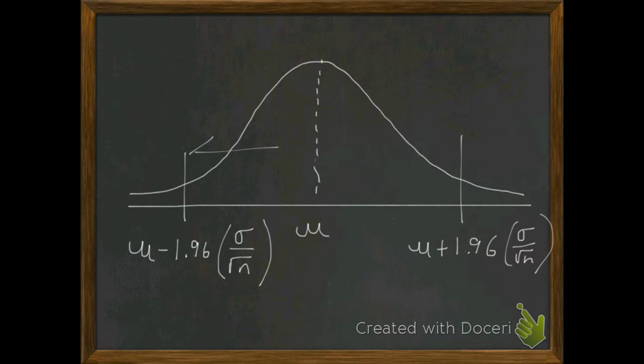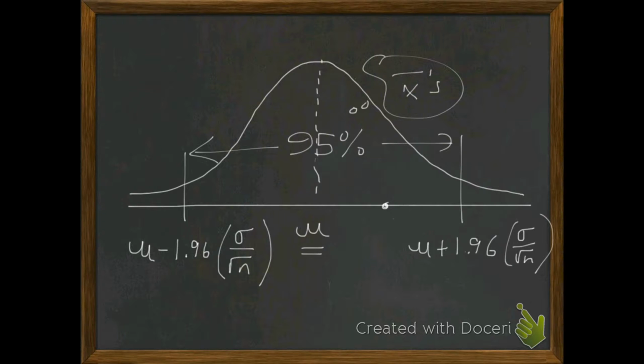So between these two values, 95% of our sample means. We've got a problem here. That's unknown. So let's come in and choose a mean at random. And let's just say we get this one right here. We don't know which one we got. We don't know where it is. But let's say we got that mean right there.